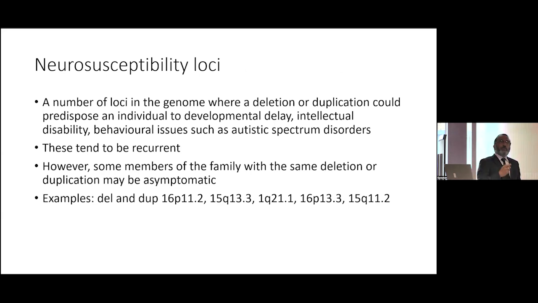Now, when we do microarray, we have been coming across a number of loci in the genome where deletion or duplication could predispose someone to developmental delay, intellectual disability, and behavioral issues such as autism spectrum disorder. These tend to be recurrent deletions and duplications. However, interestingly, some of these patients or members of the family may not show a phenotype at all, in spite of having the same deletion or duplication. So those are some examples of the recurrent deletions and duplications at neurosusceptibility loci.